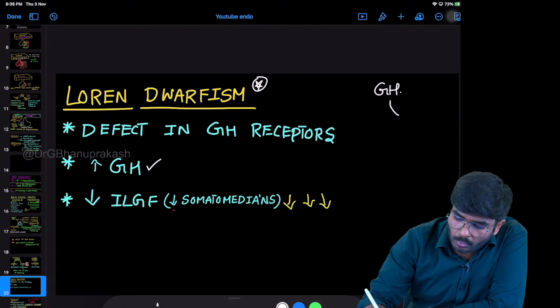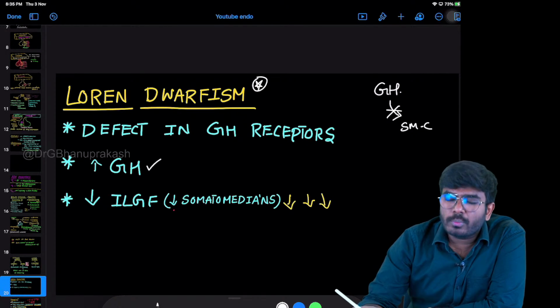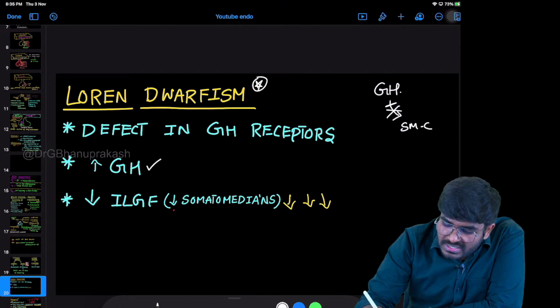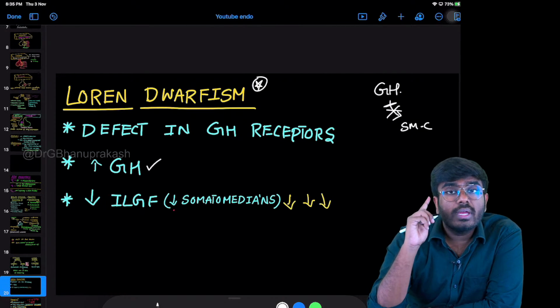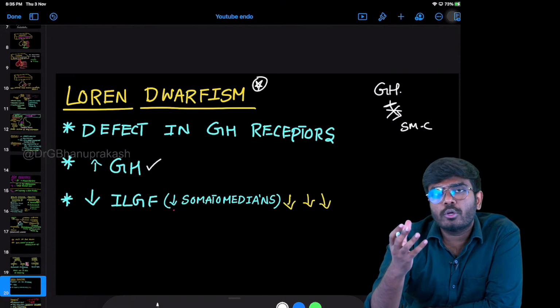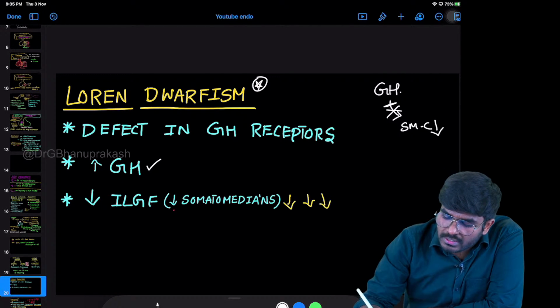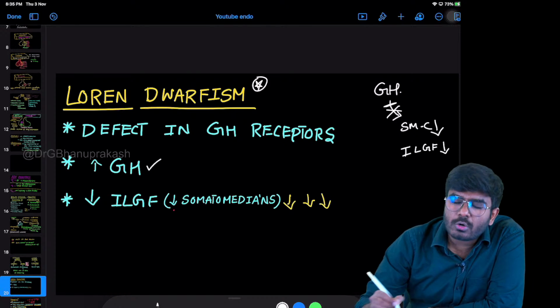But this growth hormone is not getting converted into somatomedin C. Why? Because the growth hormone receptors are defective. There is a defect in the growth hormone receptors. So the growth hormone is not getting converted into somatomedin C. Now, what happens to the somatomedin C levels, the insulin-like growth factor levels? The insulin-like growth factor, IGF, levels are going down.